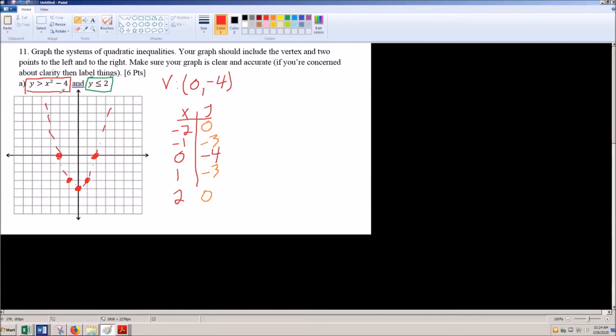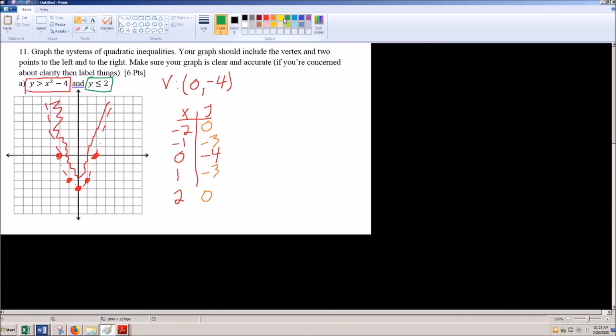So now once I've got the dotted part done, I want to say y is greater than that value. If y is greater than this thing, means I'm going to be shading above. So I want to be shading something like this, and I'm not going to go crazy with the shading quite yet because I'm not done my problem.